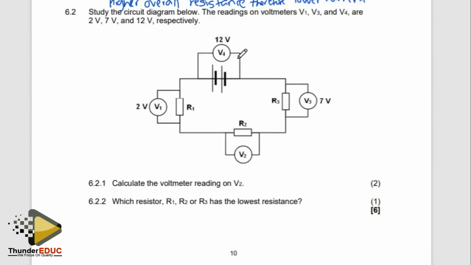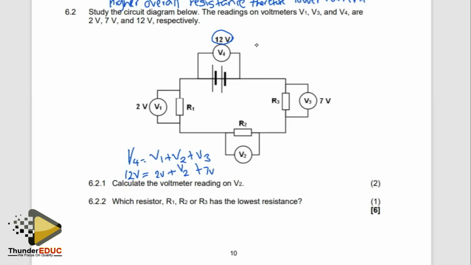Okay, so you have the first voltmeter, this one, 12 volts. Remember, when we are connecting resistors in series, voltage is shared. So for us to get V4, V4 is equal to V1 plus V2 plus V3. The question is asking, calculate the voltmeter reading on V2. V1 you have, V4 you have, so you substitute. 12 volts is equal to V1, which is 2 volts, plus V2, which you don't have and is the one you want to find, plus V3, which is 7 volts. So now you have your equation: 12 V is equal to 2 V plus V2 plus 7 V.